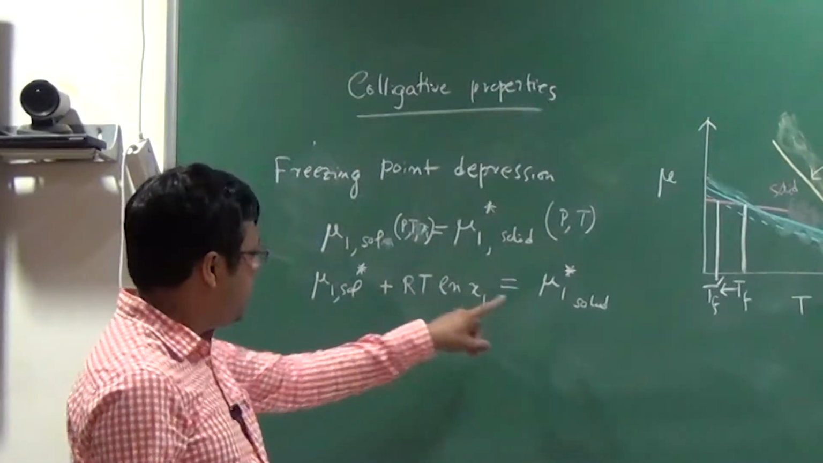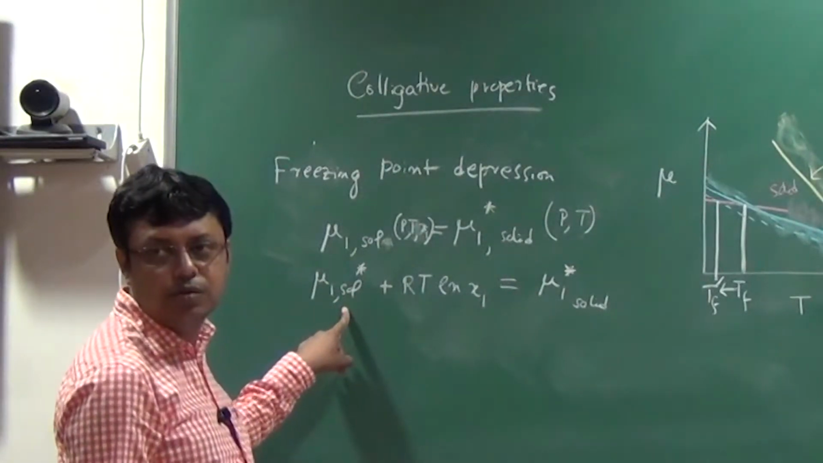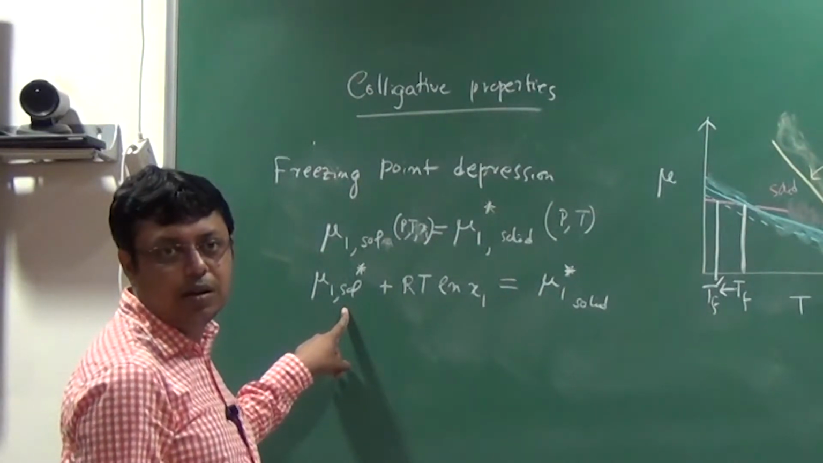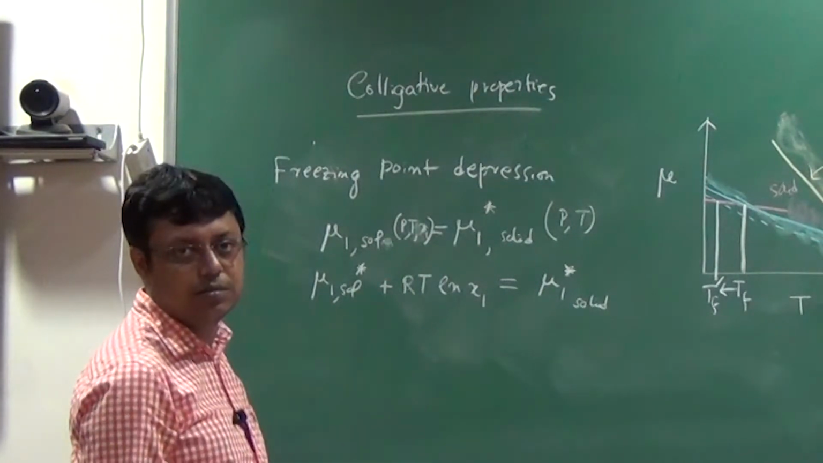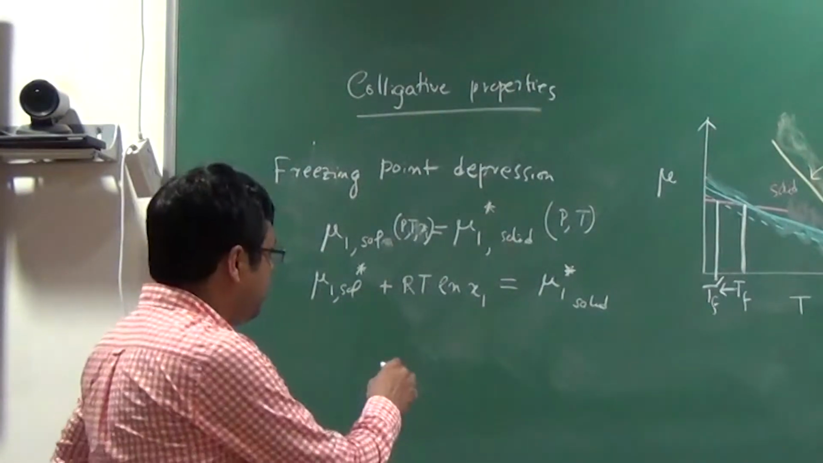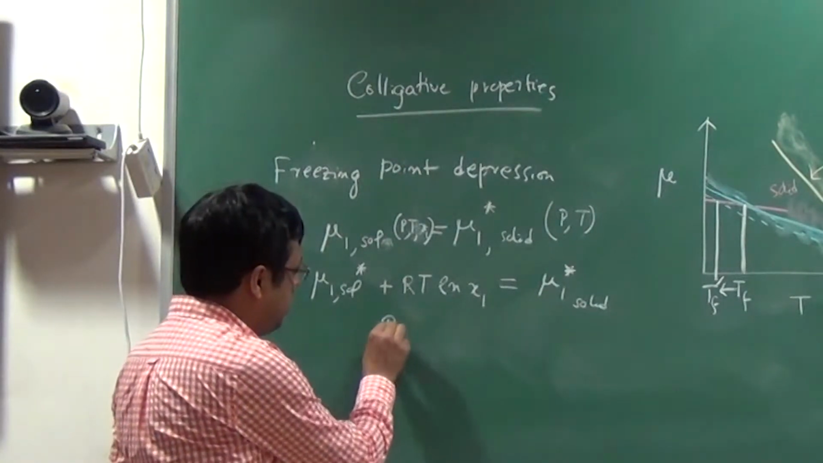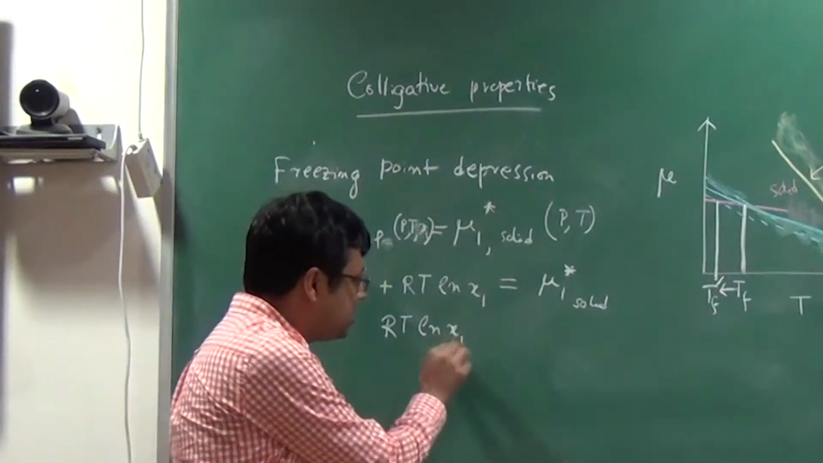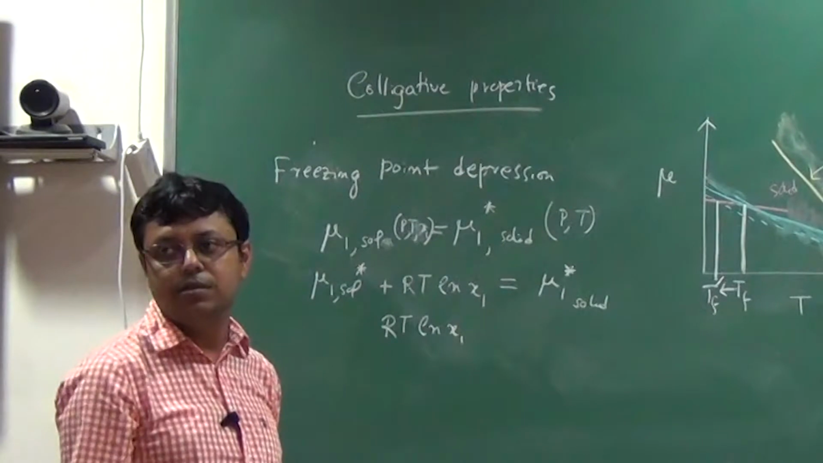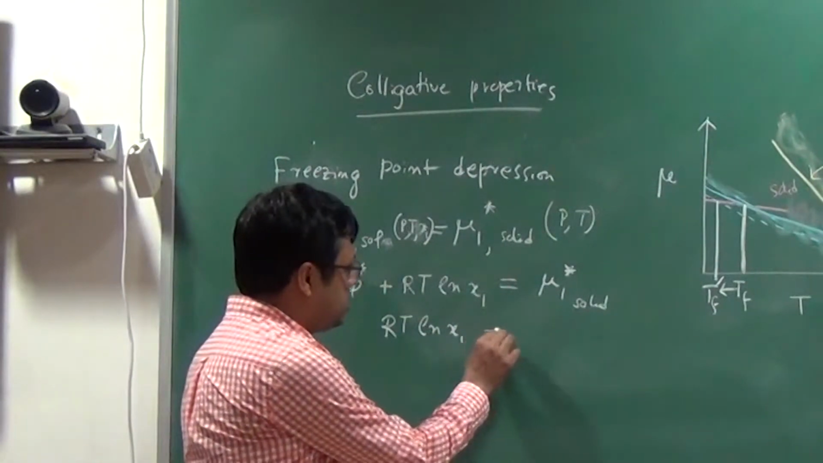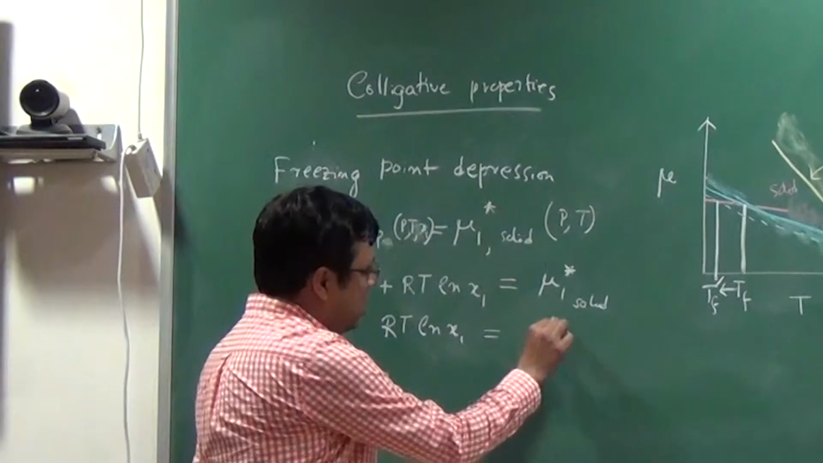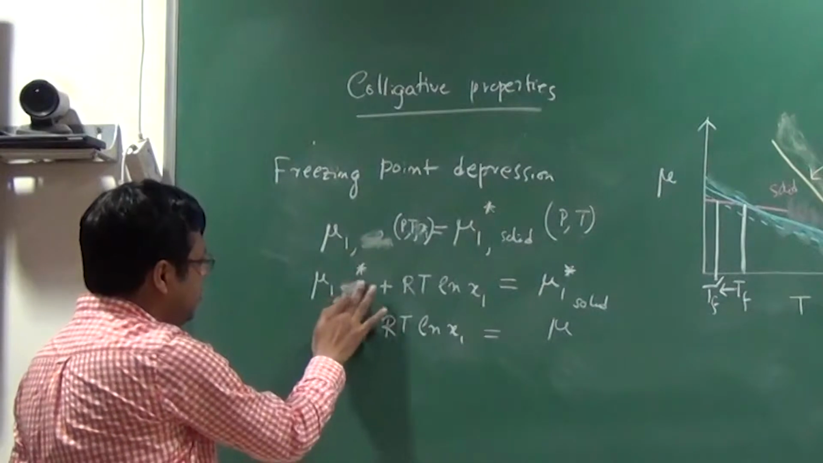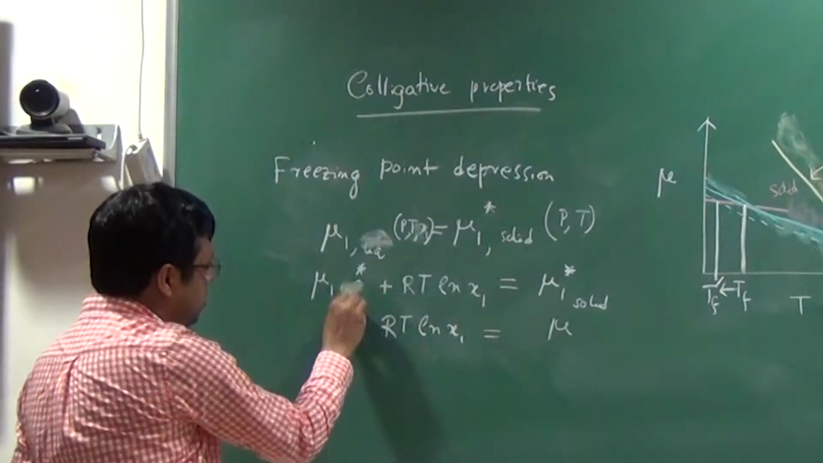So you see, I have solid and this is solution, right? If I write it as solution minus solid, then it basically tells me the melting process. So what I'm going to write is something like RT ln x1. All I am going to do is get a relation between x1 and the temperature difference. So RT ln x1, I can write as mu solid minus mu solution, or actually let us use the word liquid. That will be better.